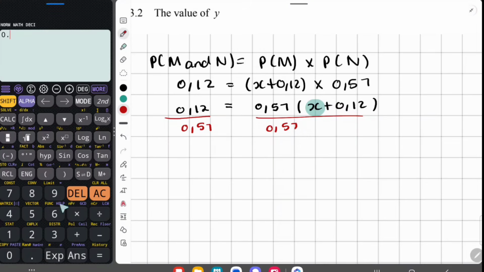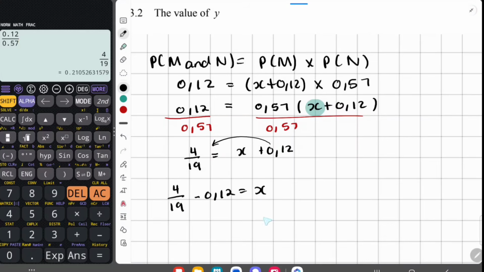0.12 divided by 0.57, that gives us, now I shouldn't take a rounded off answer because we have not solved for x yet. So I'm going to leave it as a fraction. So I'm going to take 4 over 19. That is equal to, that cancels. And now we have x plus 0.12. Then if you take the 0.12 over by just saying that 4 over 19 minus the 0.12, that would give you an answer of x.